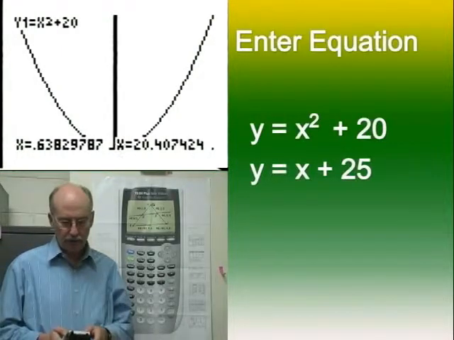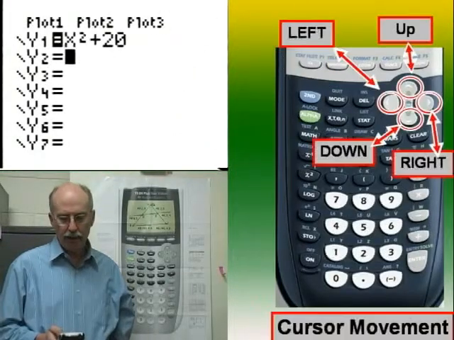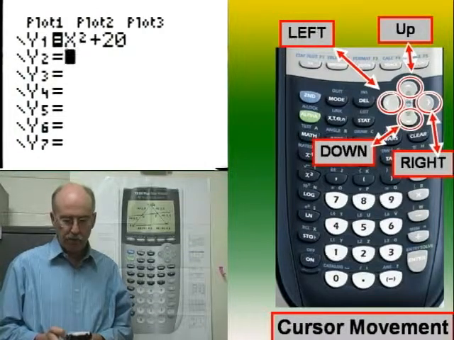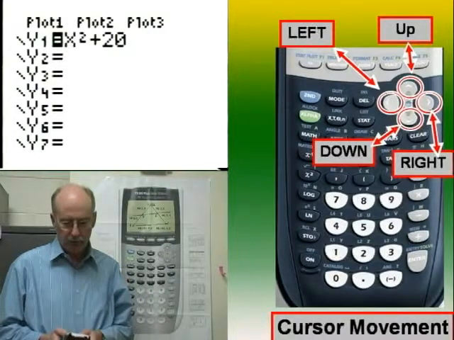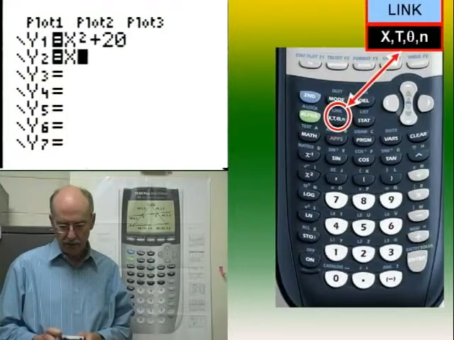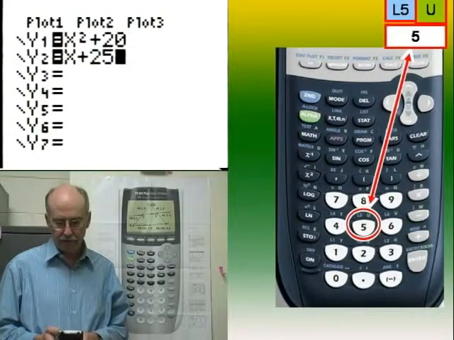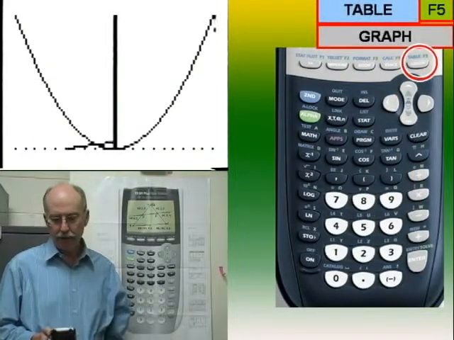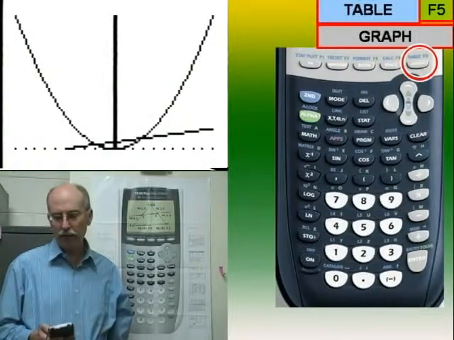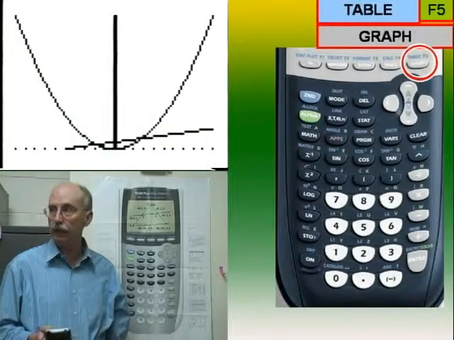Let's go back to y equals, and let's put in y equals x plus 25. So we hit X,T,theta,n plus 25. And let's go to the graph, and you can see that we now have a line that's going through that parabola at the very bottom there.